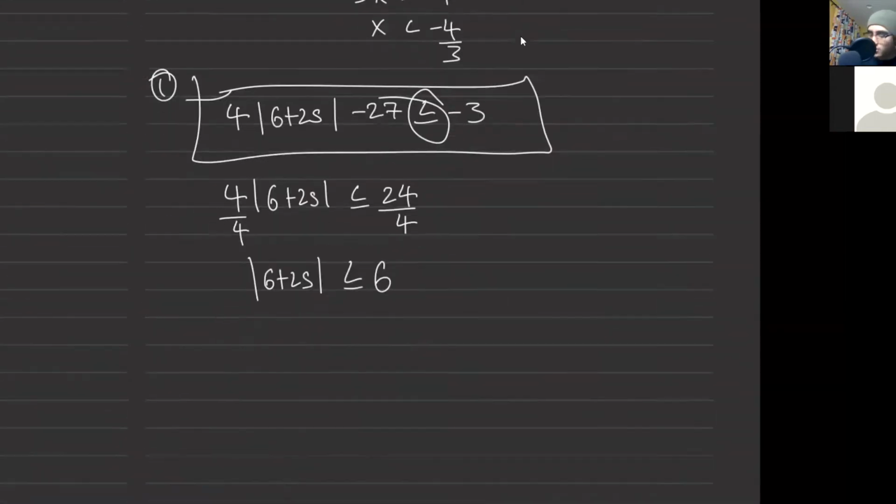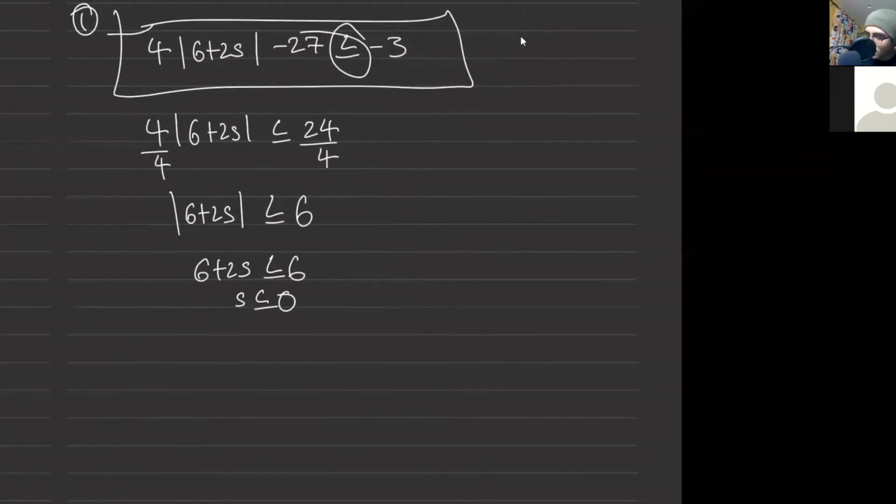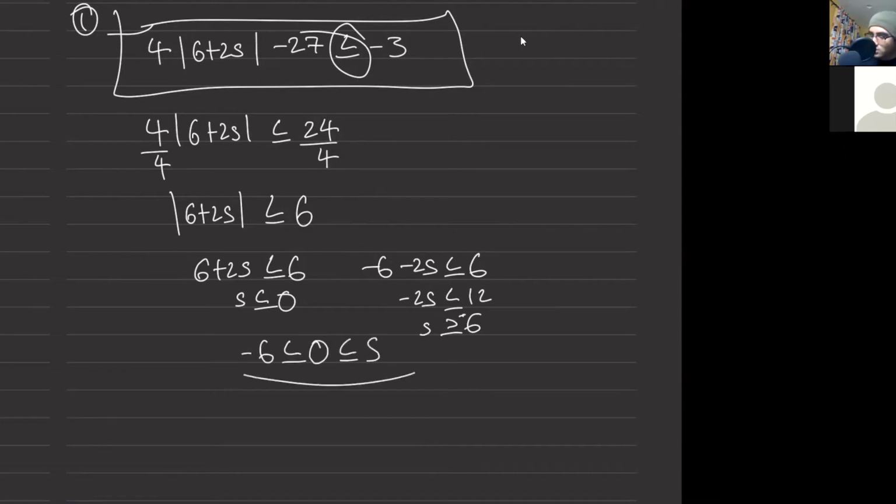right? And then we have the two values where 6 plus 2s is 6, where s is 0, and then we have -6 minus 2s, 6, -2s, 12, I believe. s is -6, my bad. And then it would look like -6, 0, s. So it should look like that. That's how your answer choice is going to look, right?